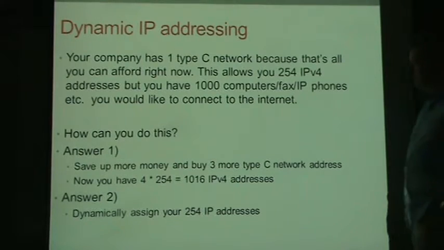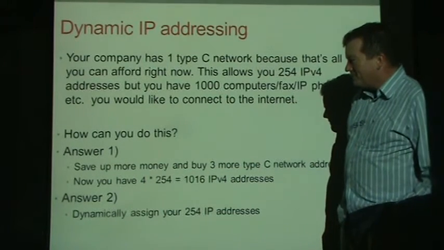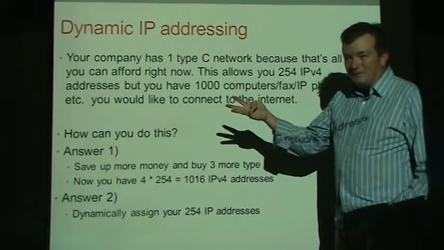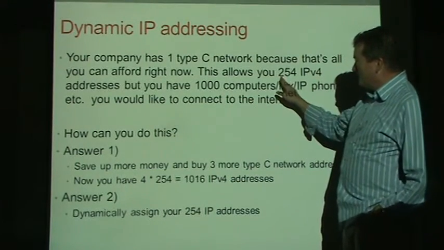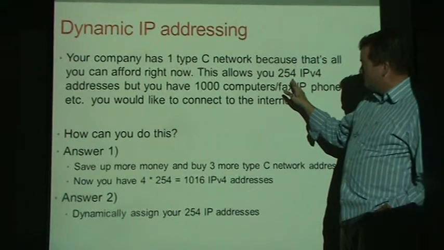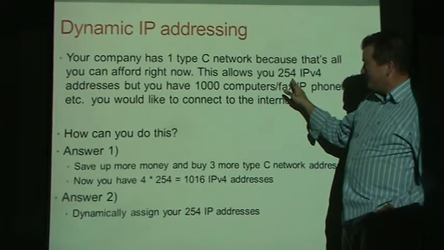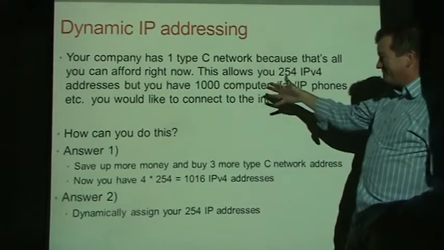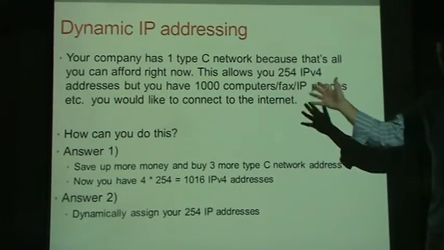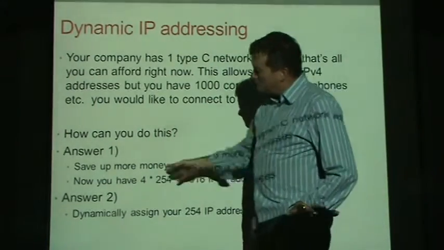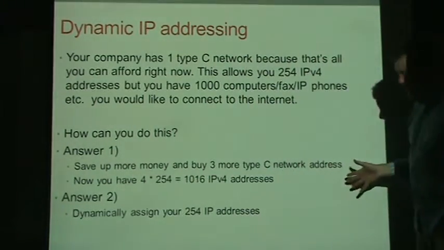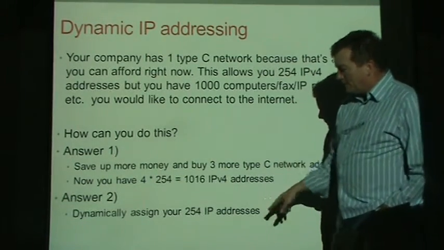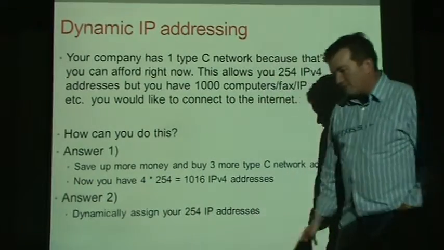So the question is, what can you do about this? One thing you could do is buy 3 more Type-C networks, right? And then you'll have this number times 4, which would be 1,016, enough to cover your 1,000 computers. But then if you bought some more computers, you'd need another one. So one option is to just buy more Type-C networks. But another thing we could do is dynamically assign the 254 IP addresses we have.